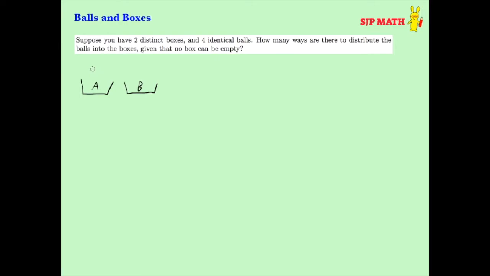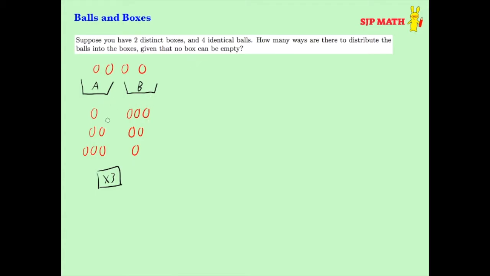And then we're gonna have our 4 identical balls. Let's put that in red. Okay. So no box can be empty. So we can have 1 ball in box A and then 3 balls in box B. Or we can have 2 balls in each of the boxes, or 3 balls in A and 1 ball in B. So there are a total of 3 ways to distribute 4 identical balls into 2 distinct boxes, given that no box can be empty. Sweet.